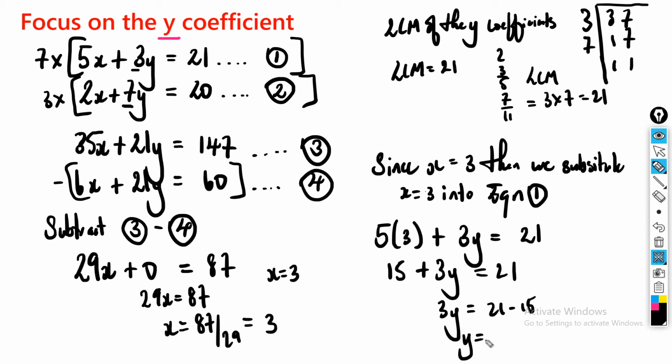And then y is equal to 6. 3y is equal to 6. And then we have y is equal to 6 divided by 3, and then y is equal to 2. Cool? And you notice, guys, we got the same thing as if we focus on the x coefficient. So we should always get the same values regardless of which way we use. And that's the amazing thing about this simultaneous equation situation, right?